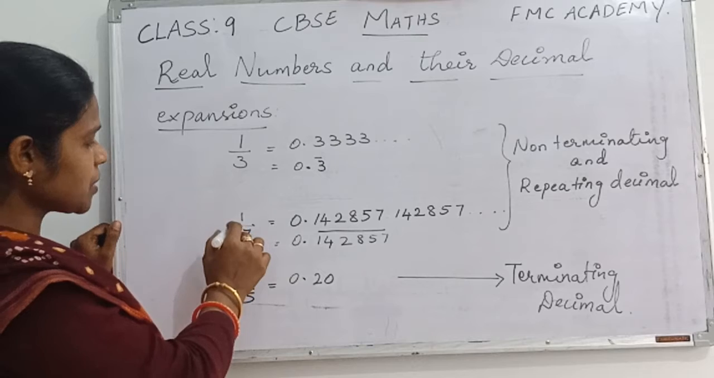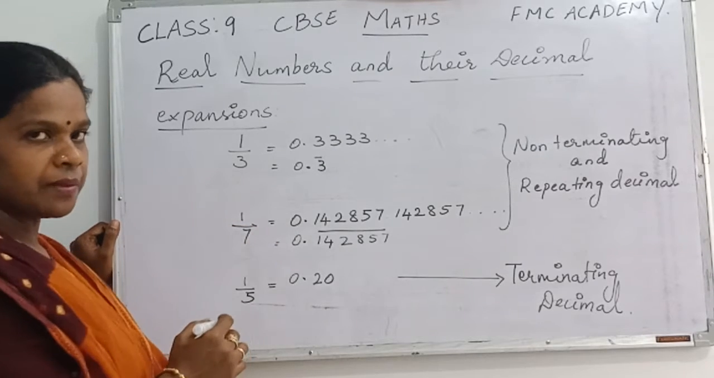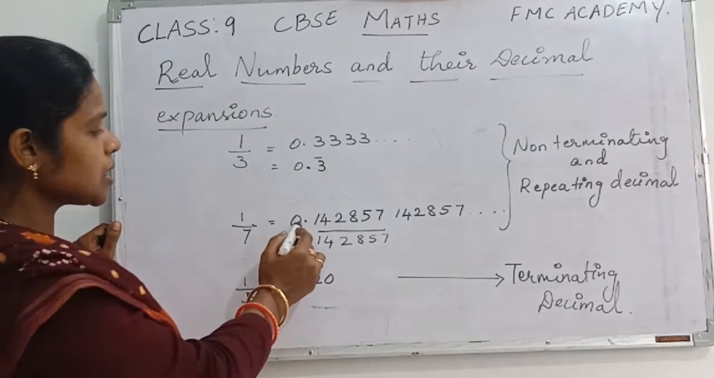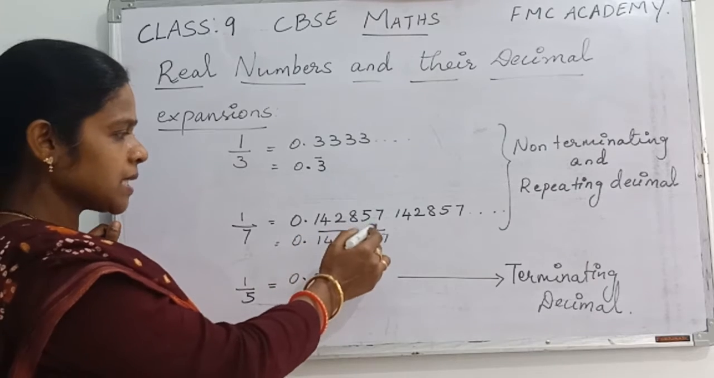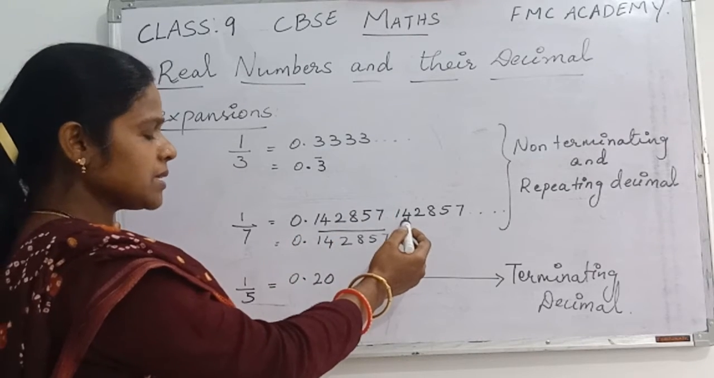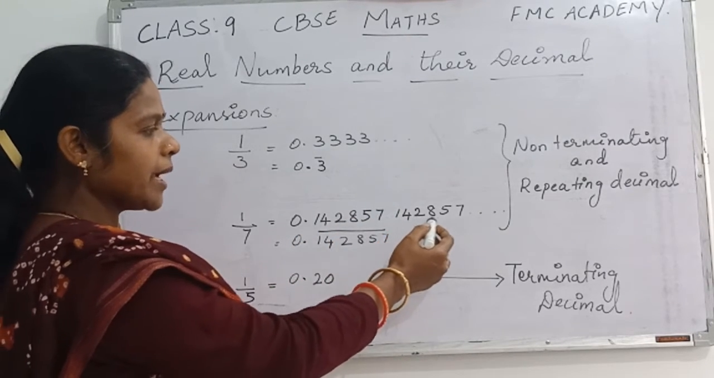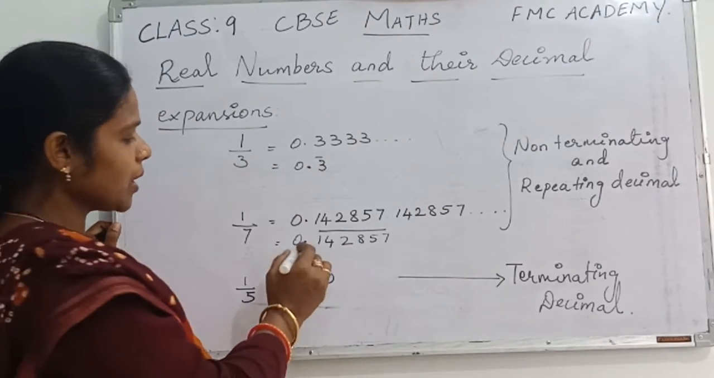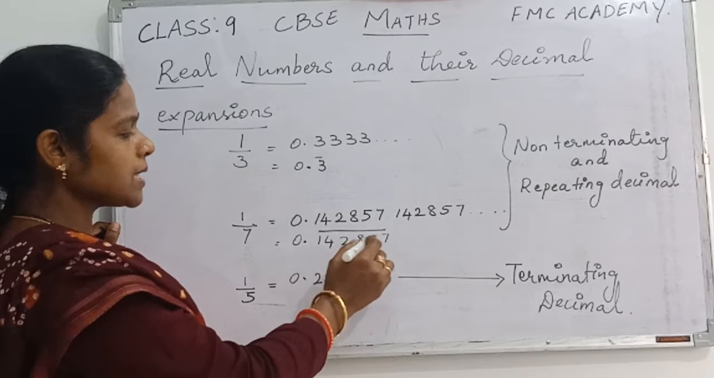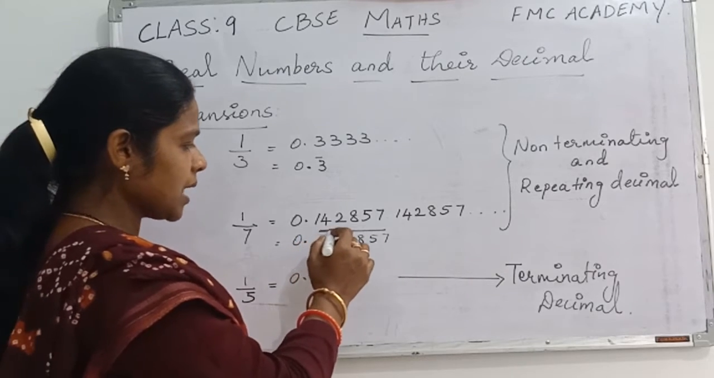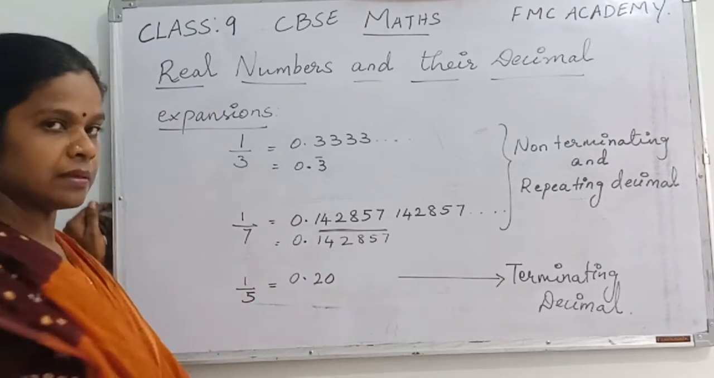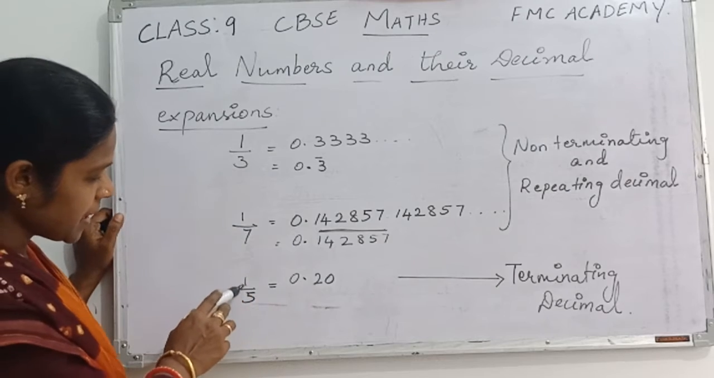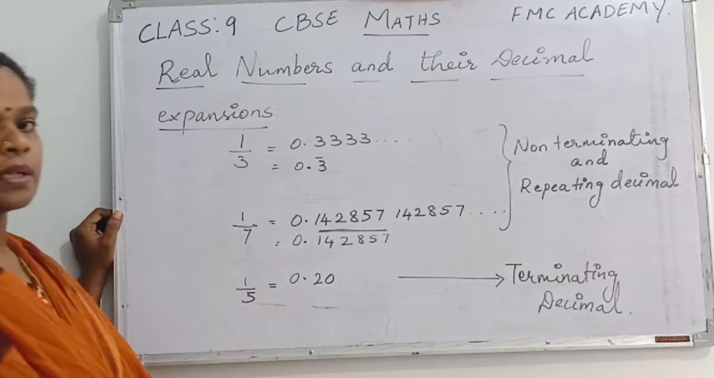In the same way, suppose we take the next example, 1 by 7. When we divide this, we are getting 0.142857. Again the same set we are getting, that is 142857. So instead of writing this again and again, you can simply write 0.142857 with a bar. It means the same set is repeated again and again. And the third example is 1 by 5, which is equal to 0.20.